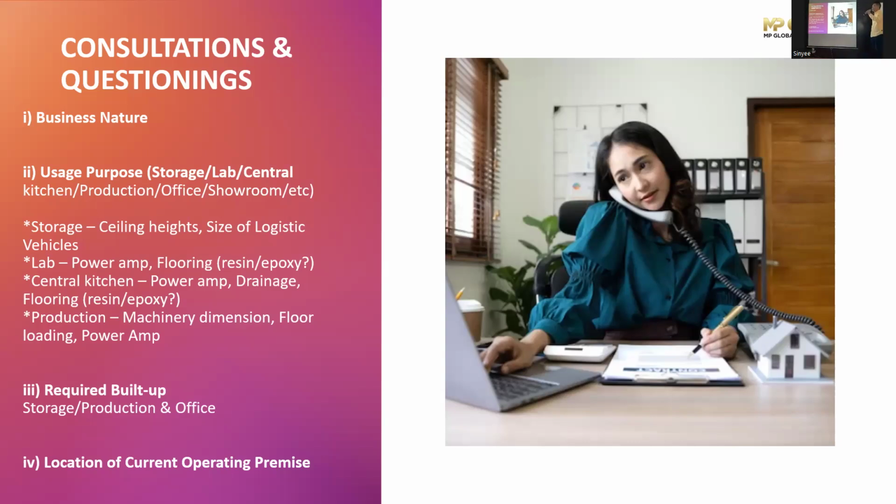Next, central kitchen: same, power amp, drainage, and flooring. Why drainage? Some of them need to cook, and inside the factory they will need to break the floor and create more long-term drainage. Not many owners want this, because you're actually breaking up the entire factory floor inside to create it. Not many people like this.